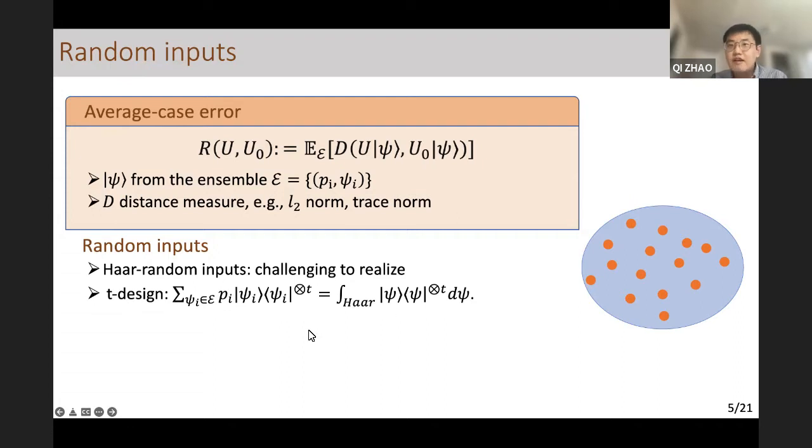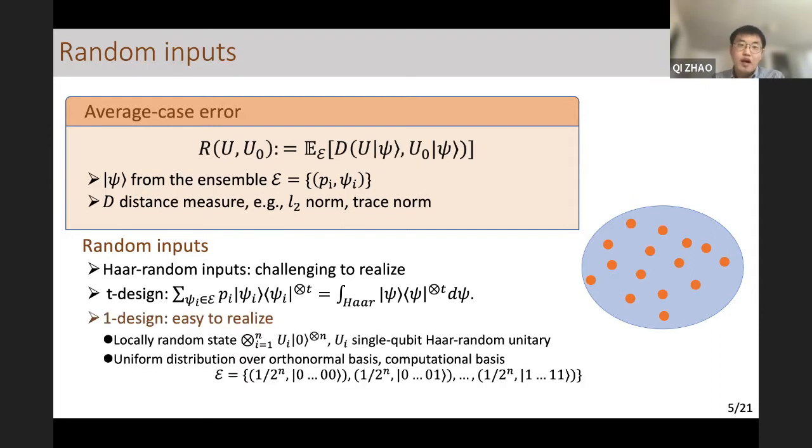This is a T design. For the T design example, it also satisfies the T-1 design. So the 1 design is the largest set. It's the weakest assumption. The 1 design example is also much easier to realize.